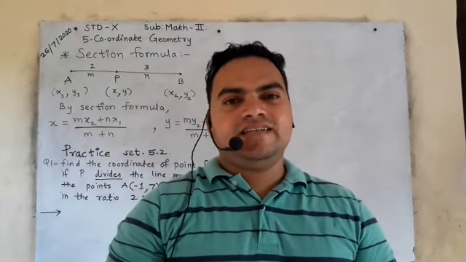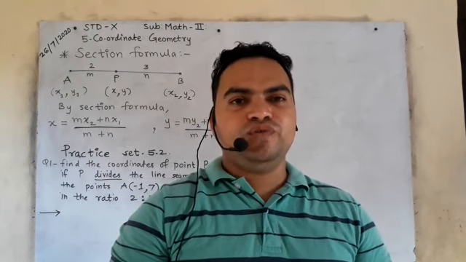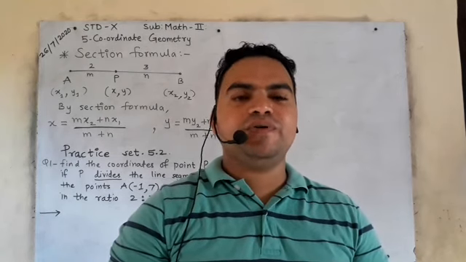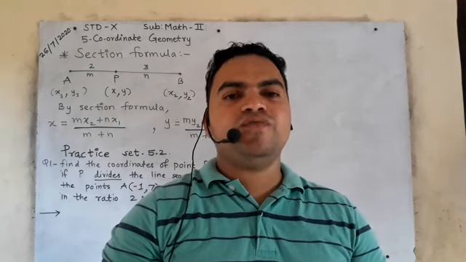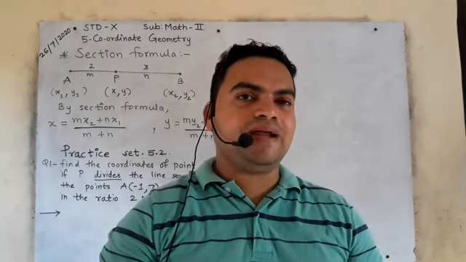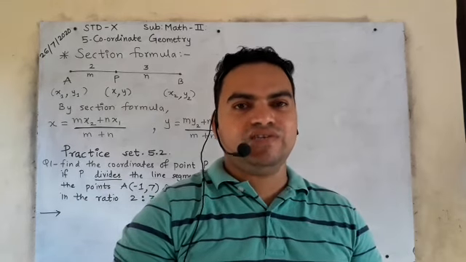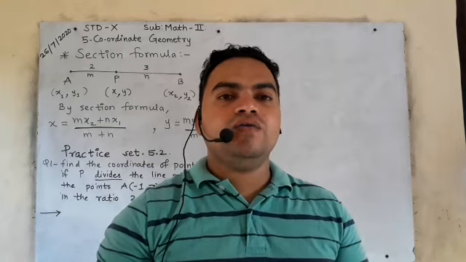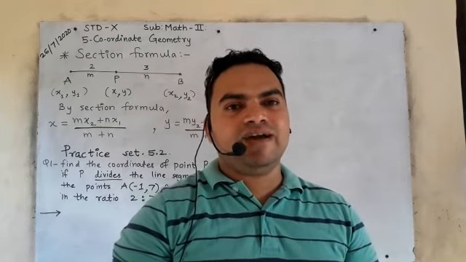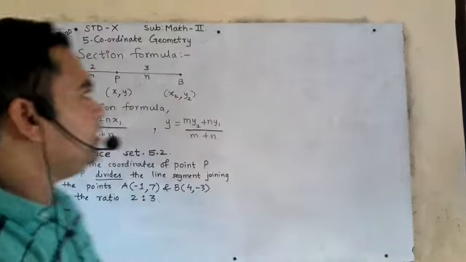After practice set 5.1, we will move towards 5.2. But students, before starting practice set 5.2, I want to explain the formula which we will be utilizing in practice set 5.2, that is the section formula. Please look at the board. What is the section formula and how will we utilize it in practice set 5.2? Is it clear? Look at the board.